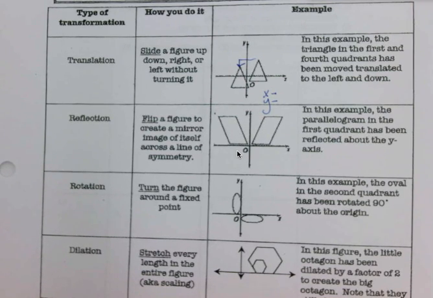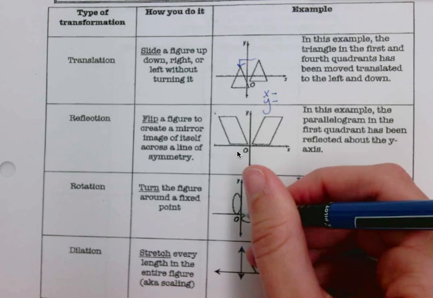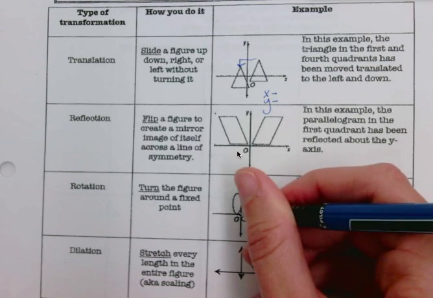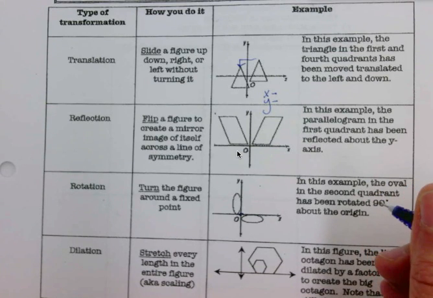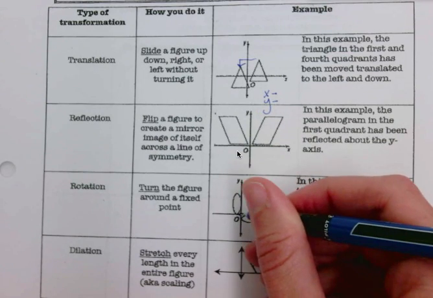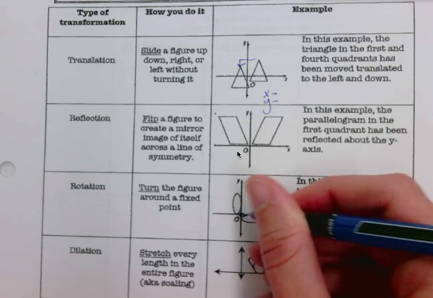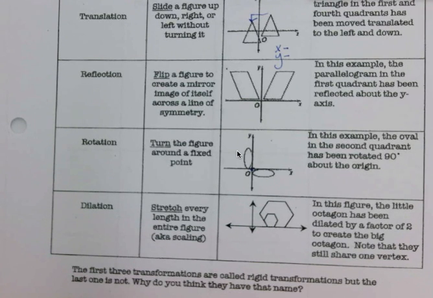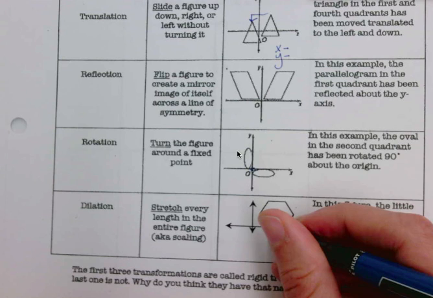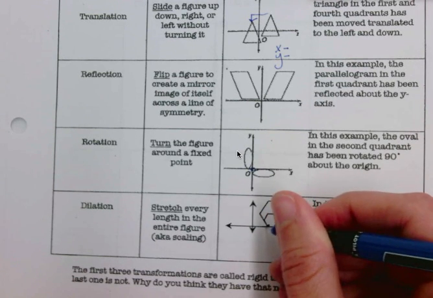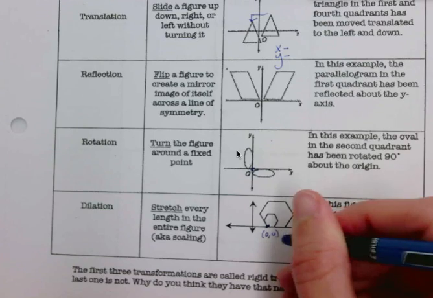In this example, the oval has been rotated about the origin, so the relationship of the ellipse is similar on each of these corners that are formed with the origin. And then the dilation is a stretch, to stretch every length in the entire figure, or you can think of it as scaling. In this figure, the little octagon has been dilated by a factor of 2 to create the bigger octagon. They still share one vertex, but that won't always happen. This will only happen if a point is at 0, 0.